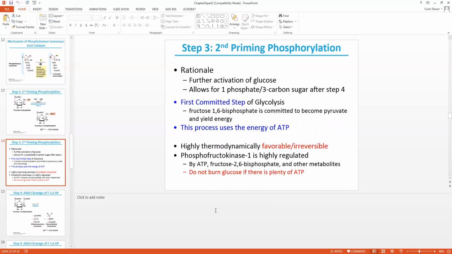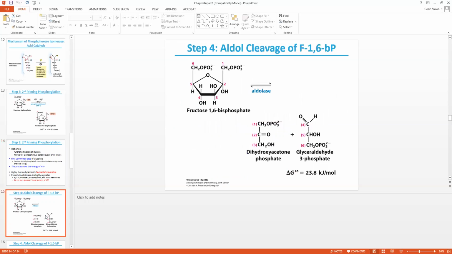This phosphofructokinase 1 is highly regulated. So it's regulated by ATP as well as fructose 2,6-bisphosphate and other metabolites. Right? If there's lots of ATP, then we don't force the glucose through. Step 4 is the aldol cleavage of fructose 1,6-bisphosphate. And aldolase is what accomplishes this. Notice I form 2 products, the dihydroxyacetone phosphate as well as the glyceraldehyde 3-phosphate. Notice the positive delta G.